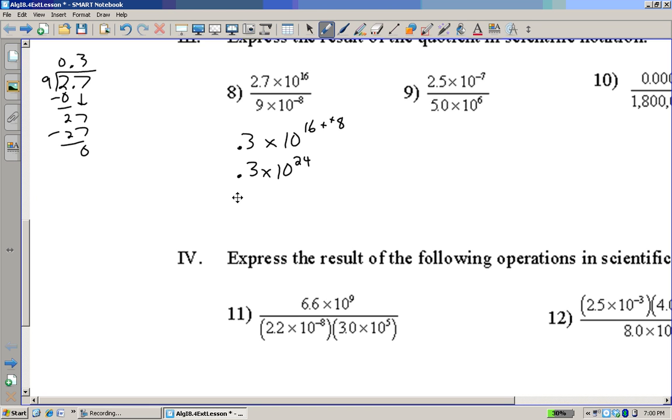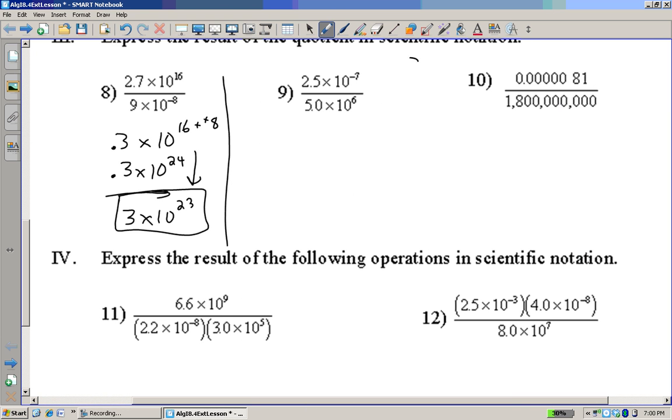Now, what we're going to do is we're going to move this decimal to the right to get one non-zero digit up front. That also means we're going to have to move it down. So 3 times 10 to the 23rd power. And that's it. Let's look at the next one.